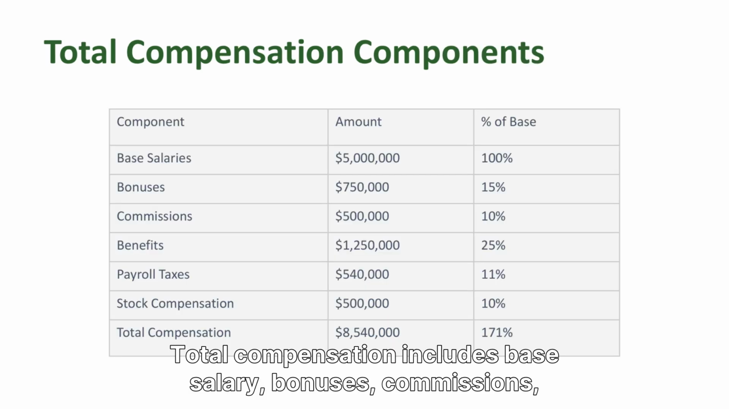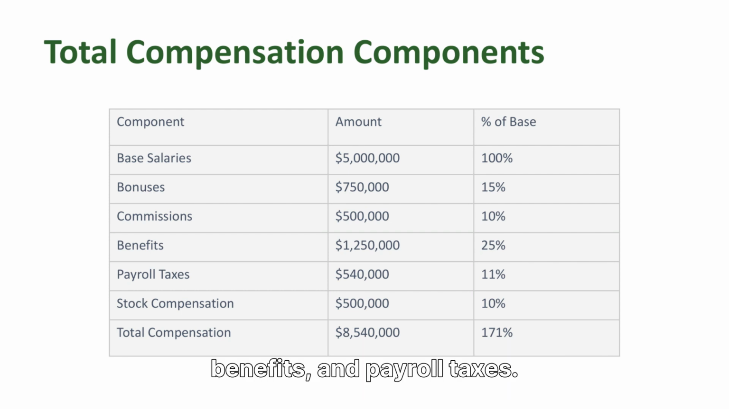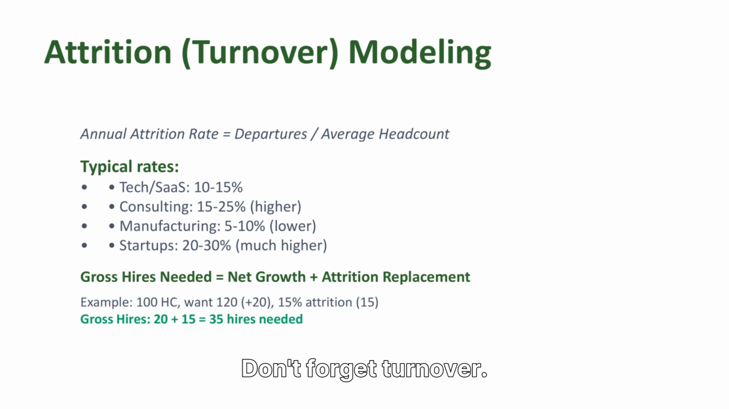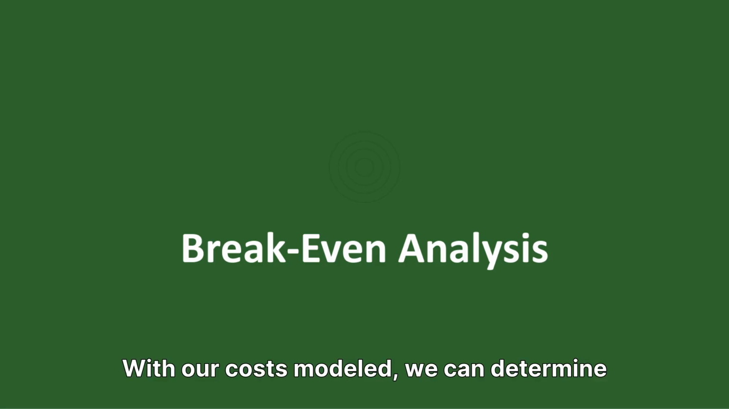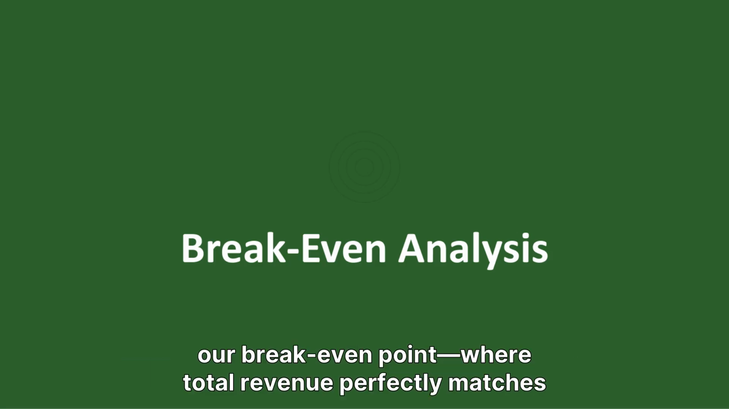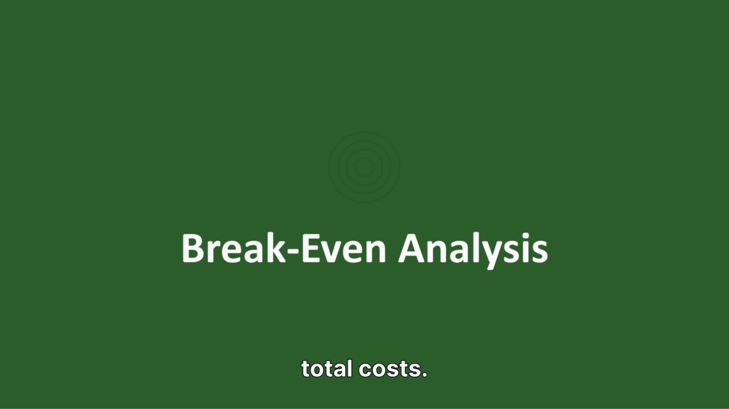Total compensation includes base salary, bonuses, commissions, benefits, and payroll taxes. It's often 1.5 to 2 times the base salary alone. Don't forget turnover. You need to model gross hires to account for both net growth and the replacement of departing employees. With our costs modeled, we can determine our break-even point, where total revenue perfectly matches total costs.